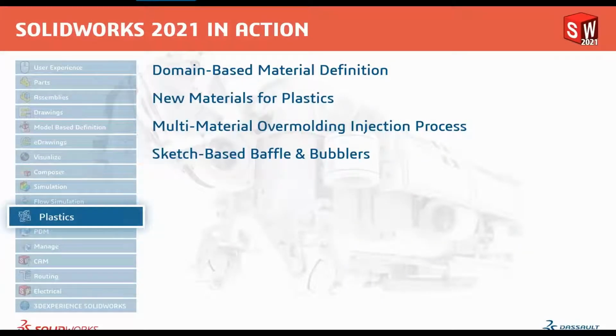So SOLIDWORKS Plastics 2021 closes the loop on the geometrically based definition started over the past couple of releases, simplifying the simulation setup process. This, along with a vast new library of materials and the new overmold injection process, will change the way you evaluate your plastic injection molding processes.